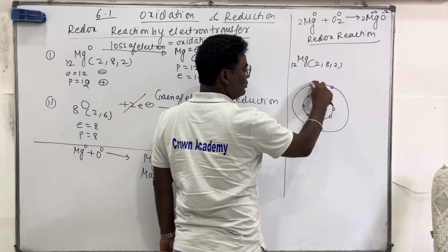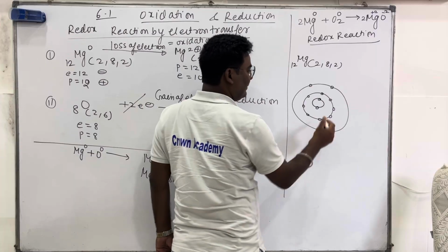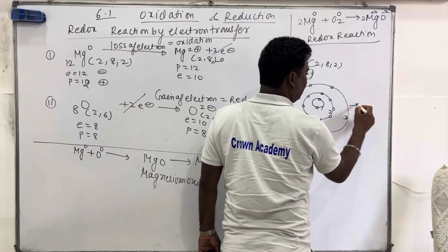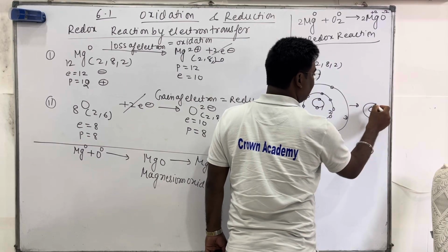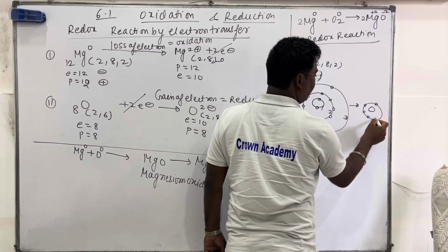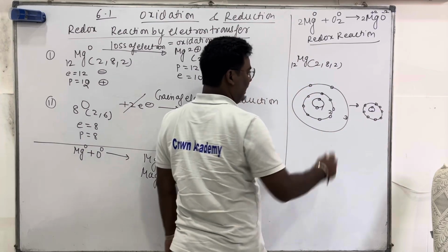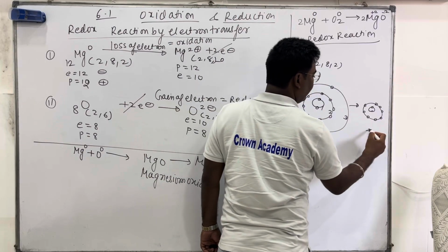If I remove these 2 electrons, so it has only 2 orbits now. So after losing 2 electrons, 2 orbits are there: 8 and 2. Understood? And 2 electrons are removed.